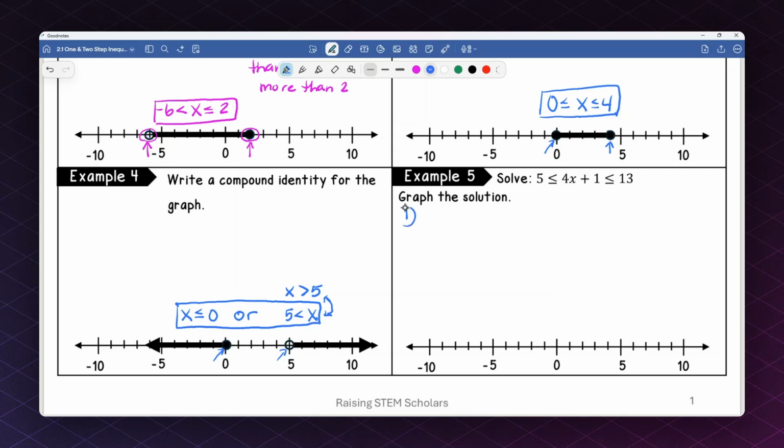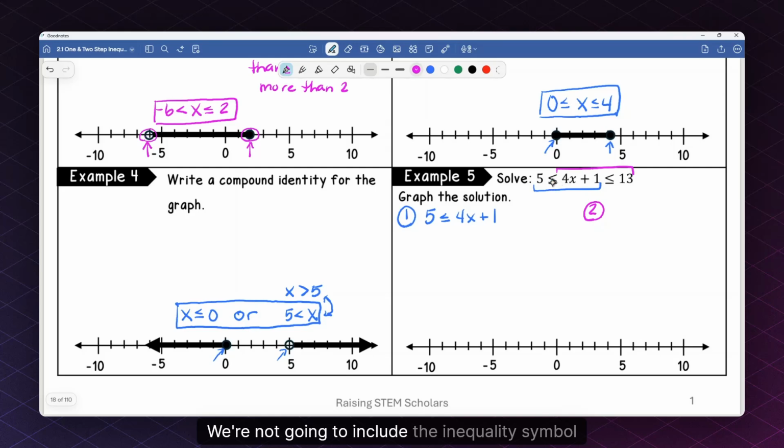So over here, I'm going to write everything that is on the left-hand side up to this inequality symbol. So I'm going to write 5 is less than or equal to 4x plus 1. Now, the other one is going to be everything over here, this chunk. We're not going to include the inequality symbol between that 5 and the 4x, because we've already got 1 right here to deal with. So we're going to do 4x plus 1 is less than or equal to 3.